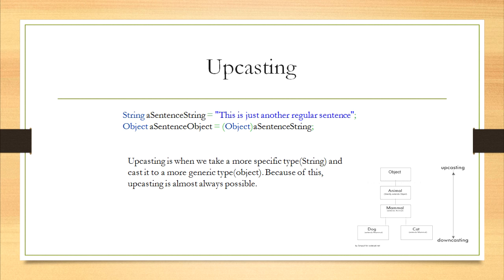Upcasting is the opposite of downcasting. Upcasting is when we take a specific type and cast it to a more generic type. Because of this, upcasting is almost always legal. In the example code, we go from string to object, going from specific to generic. And if you look at our example on the right, upcasting follows the upward pointing arrow, starting with cat or dog, which are specific types of mammals, and ending with animal, which is generic.